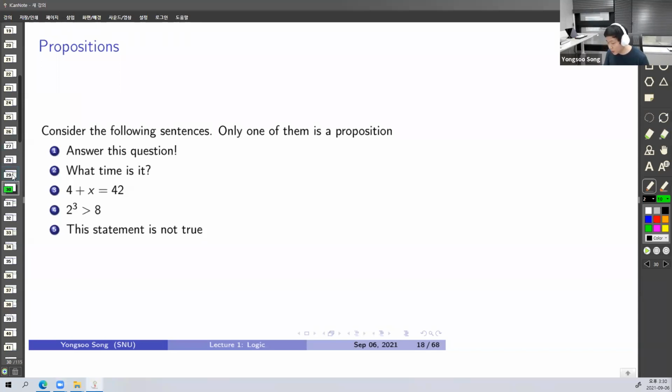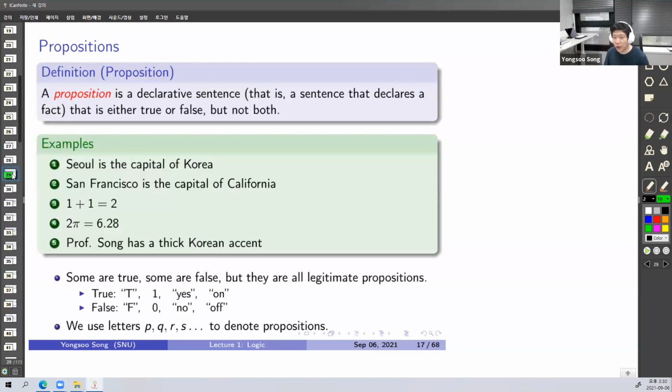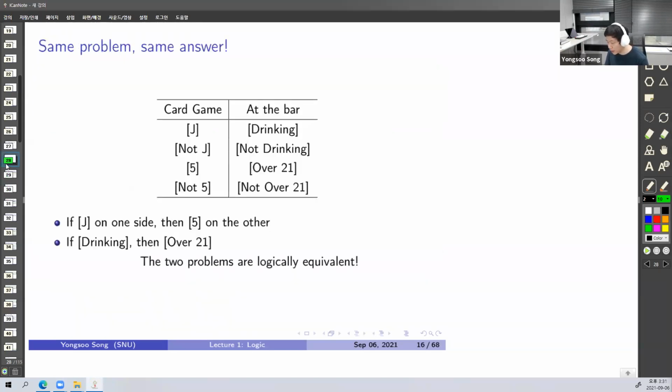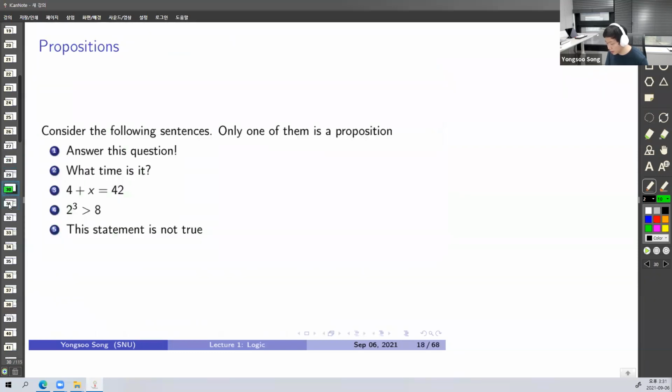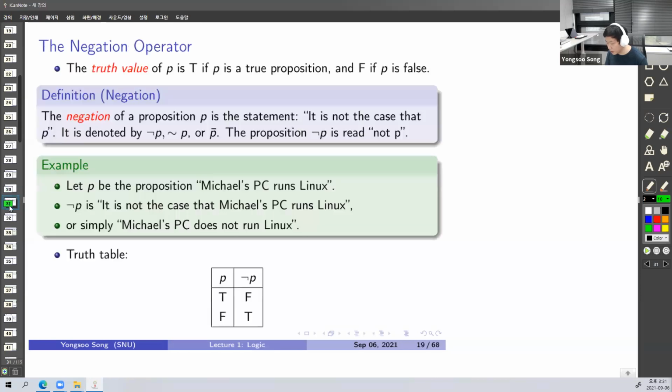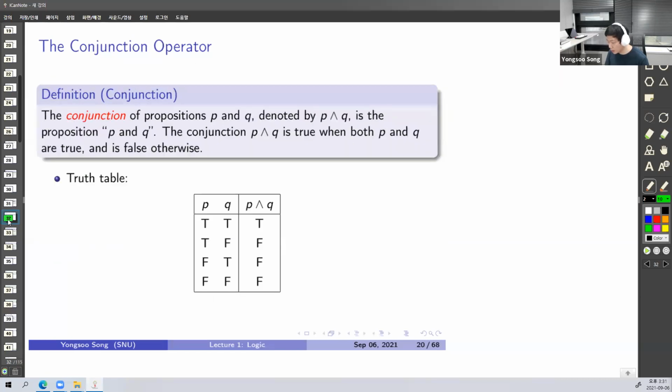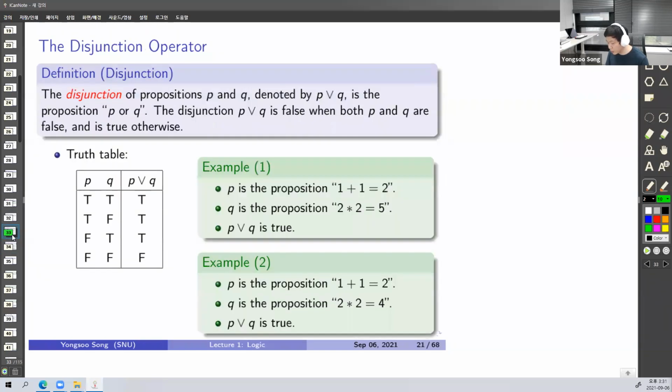So last time I briefly introduced this lecture, this class, and I defined what propositions are, and I showed a couple of examples here. And I also defined some operations between the propositions. The first example was negation, and the second operation was called AND. So conjunction is also called the AND operation.